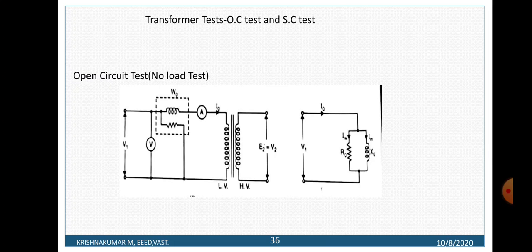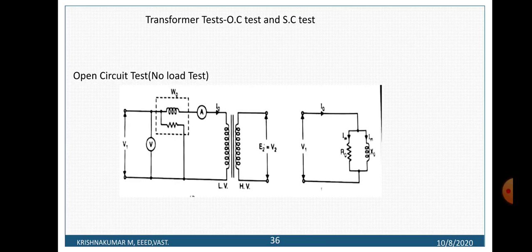In other words, we are conducting this test to determine the no load loss, that is, the iron loss. No copper loss is there. A small copper loss occurring in the primary, we can neglect it. But the no load input power W0 is equal to the no load loss or iron loss of the transformer. So we are getting three different readings from this experiment: V0, I0, W0. V0 is the no load input voltage, I0 is the no load input current, and W0 is the no load input power, which is equal to the iron loss of the transformer. So W0 indicates the iron loss of the transformer.